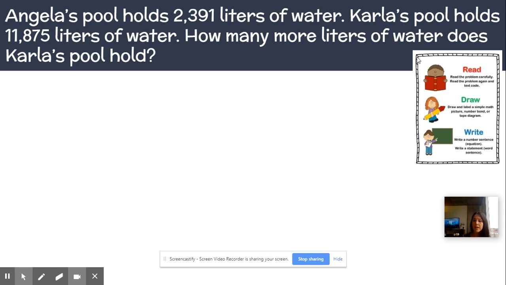Okay, so I'm again in my word problem, I'm using my read, draw, write method where I'm going to read the problem carefully and I'm going to reread it again and again. I'm going to be drawing things using tape diagrams, my numbers, and I'm going to be writing complete sentences and word statements. So the first thing I notice is I'm working with two people again. I'm working with Angela and Carla, and I'm working with the size of their pool.